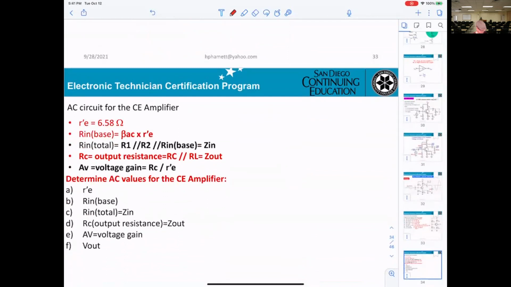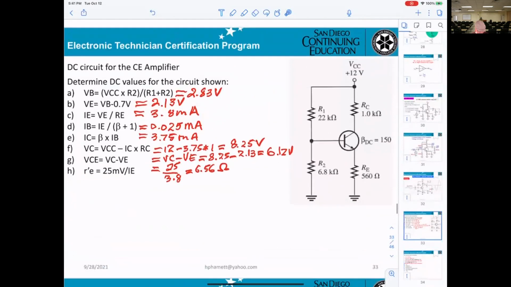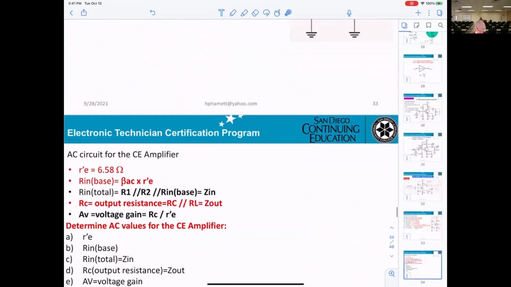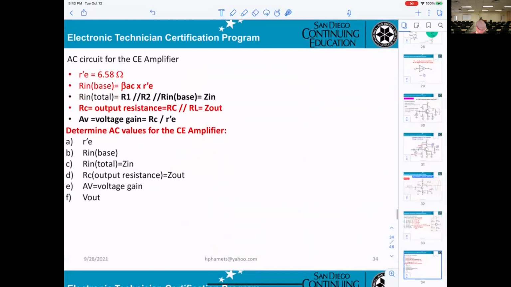Okay, the one we already calculated is the DC. And Mr. Pham, did you cover the beta yet? The difference between an AC beta and a DC beta? Now we're talking about the DC calculation here. Okay, all right. And now we go to the AC calculation. First thing, r'e, we just did the calculation, 6.58.